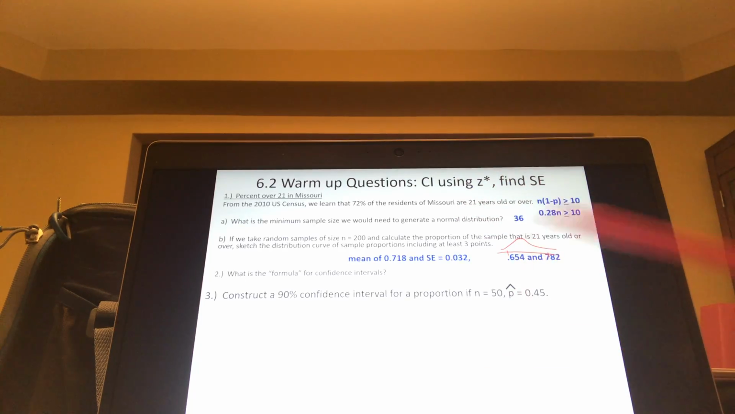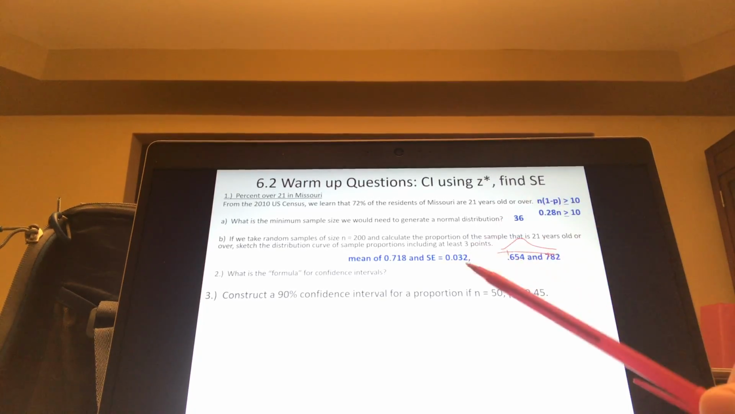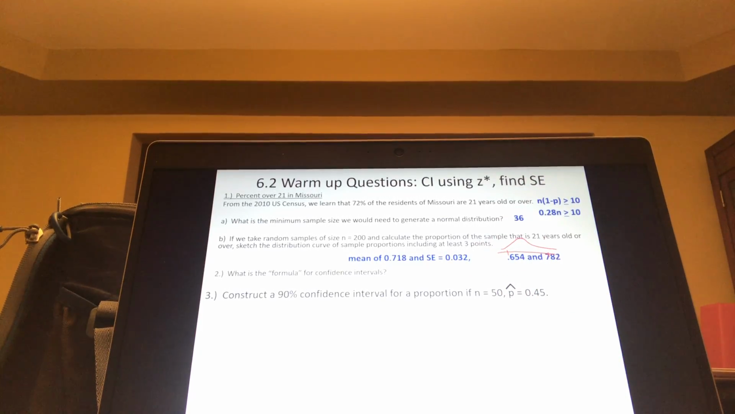You shouldn't have to use StatKey on this at all. If you use that formula for standard error, you should get around 0.03 for standard error, which would give you 2 points left and right of that. Pardon my sketch on here. It looks much better on a smartboard than it does on here. 0.654 and 0.782, sorry. And this looks like it's a 95% confidence interval to get that value.